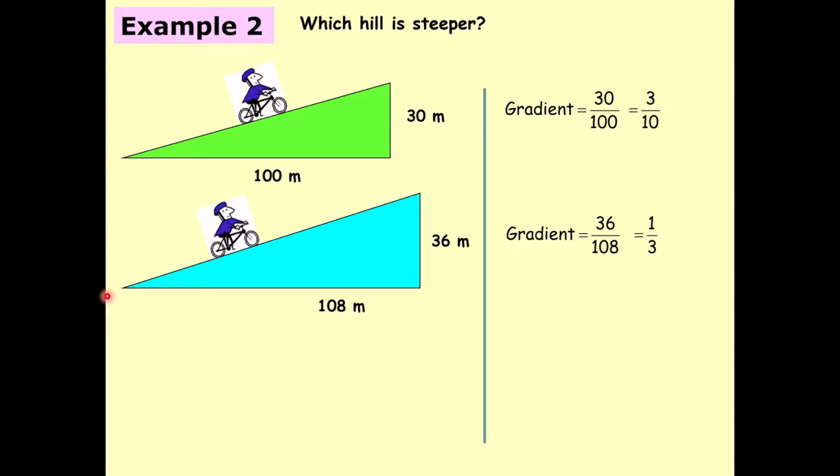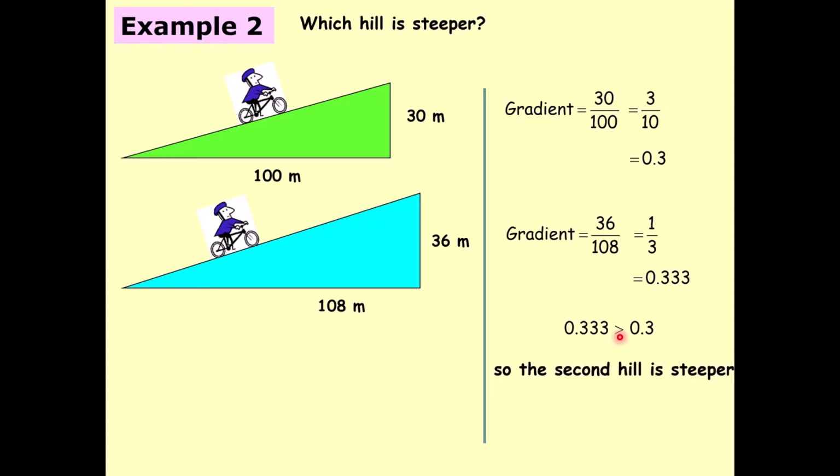When you're comparing gradients, you will have them as a fraction, but it's much easier to compare gradients when they're in decimal form. So change this into a decimal by doing 3 divided by 10 to get 0.3, and then 1 divided by 3 to get 0.333, and so on. And it's much easier to compare these two numbers, and we can clearly see that 0.333 is greater than 0.3. Therefore, the second hill is steeper.